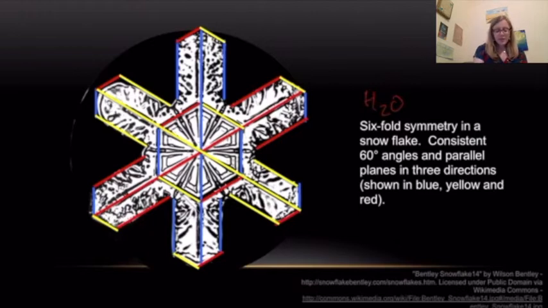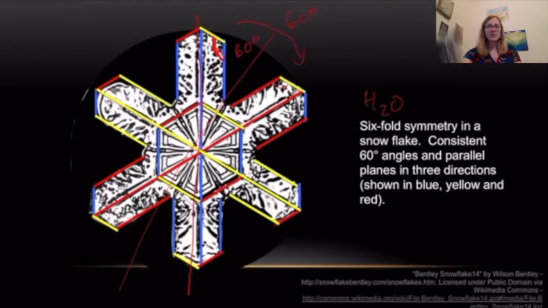So this ice has, you can see inside of the ice, 60-degree angles. And you can see ways that we could fold it or cut it. So I could cut it in half this way. I could cut it in half this way. I could rotate the whole mineral 60 degrees, and I get the same pattern, right? So yes, ice is a mineral.